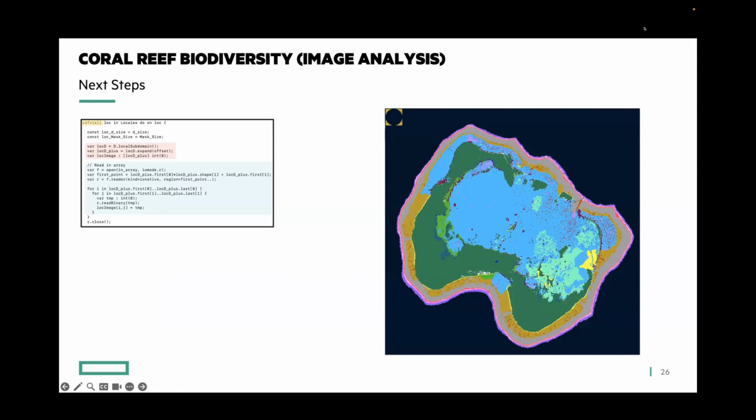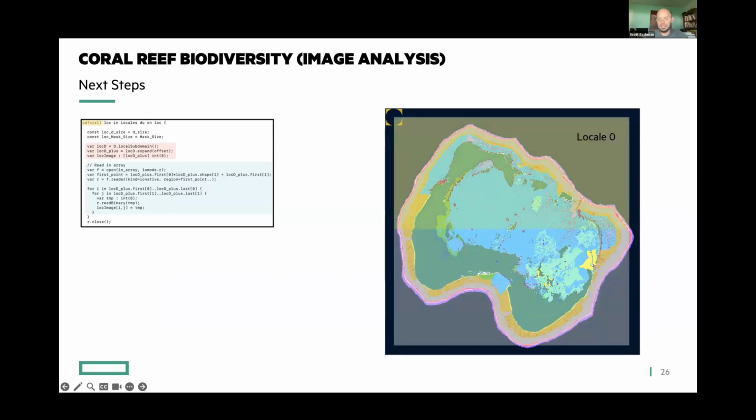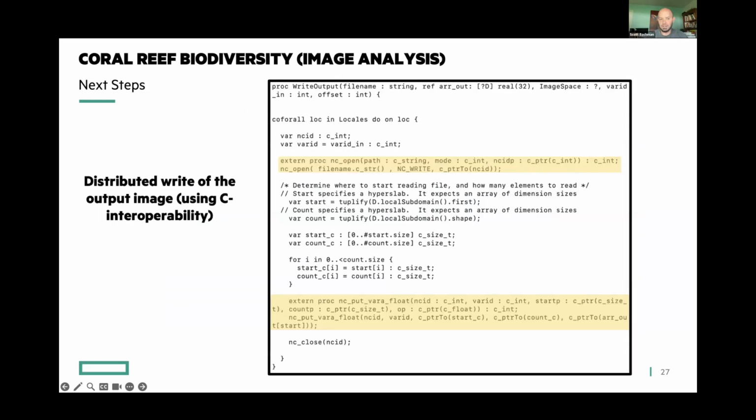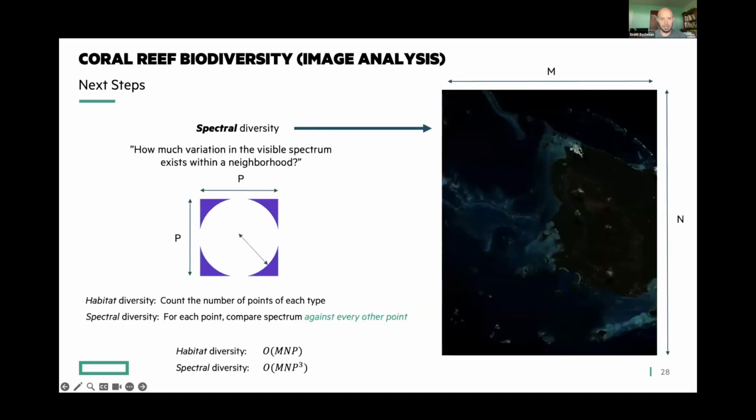Got it. Okay, so imagine this image is broken up into 2 locales. Locale 0 is the upper half. Basically, it's going to read in only its part plus a little red halo around it so it can do its own computations, and also do a distributed write of the output. The output image is very similar. Here I'm using the netcdf wrapper. And again, it's only writing out its own chunk of the image. And so everything is completely partitioned, embarrassingly parallel.